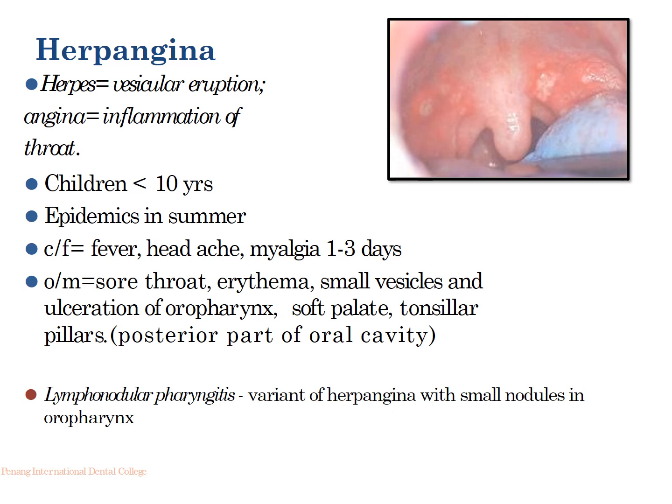Clinical features would be fever, headache, and myalgia for 1 to 3 days. Oral manifestations could be sore throat, erythema, small vesicles, and ulcerations of the oropharynx, soft palate, or tonsillar pillars. So generally, the posterior part of the oral cavity is involved. Lymphonodular pharyngitis is a variant of herpangina with small nodules in the oropharynx region.